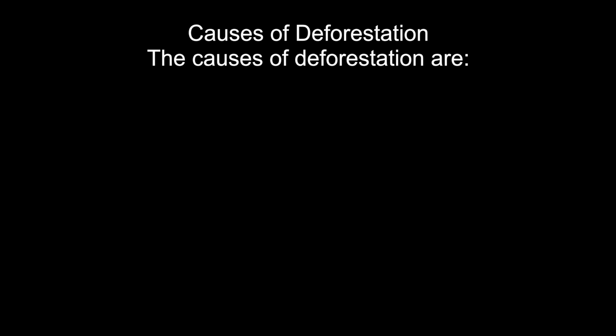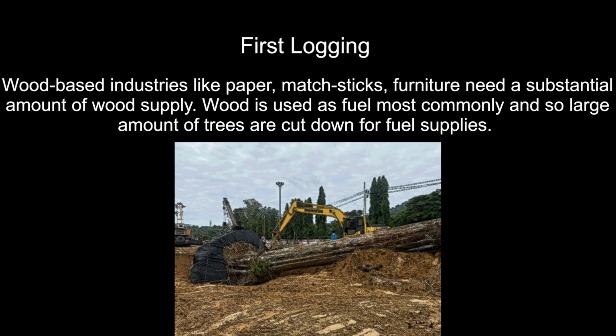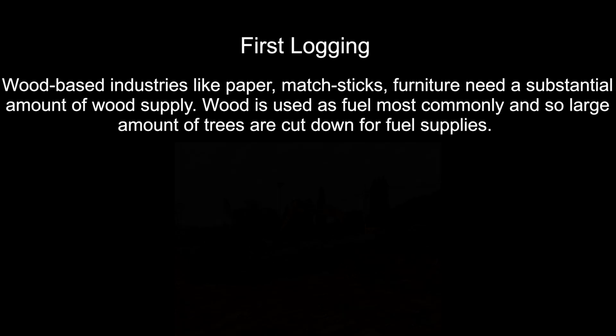Deforestation. Deforestation means cutting down the trees to a large extent, be it forests. Causes of deforestation. The causes of deforestation are: first, logging. Wood-based industries like paper, matchsticks, furniture need a substantial amount of wood supply. Wood is used as fuel most commonly, and so a large amount of trees are cut down for fuel supplies.